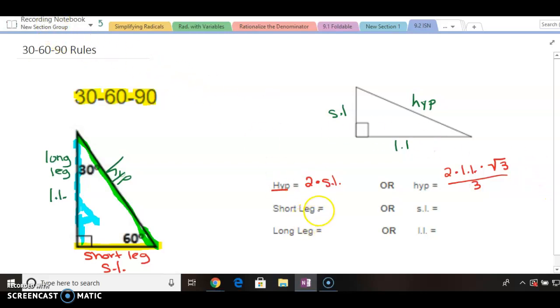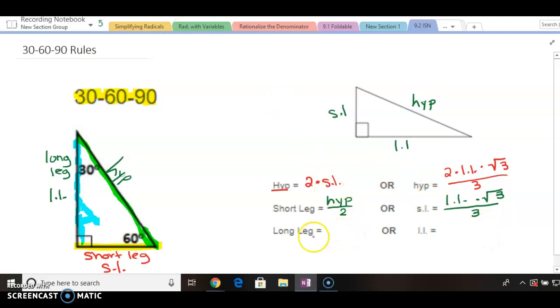Okay, now if I want to find my short leg and I have my hypotenuse, it's just hypotenuse divided by 2. Or if I want to find my short leg and I have my long leg, it's just my long leg times square root of 3 divided by 3.